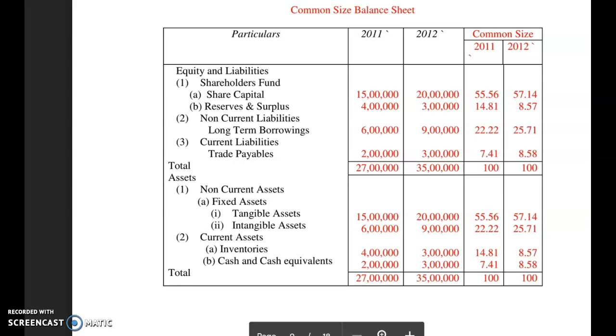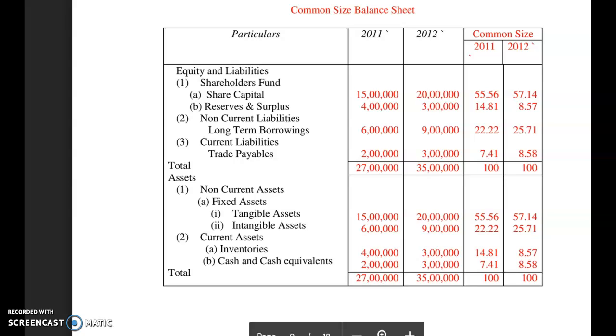See here, the total amount of the equities and liabilities side for 2011 is given as 27 lakh, and for 2012 it is given as 35 lakh. Now what will we do? We will convert the individual figures of all the items into percentage, taking the total amount as 100 as base, because in terms of the percentage it is 100. For 2011, 27 lakh will be assumed equal to 100. For 2012, 35 lakh will be assumed as 100.